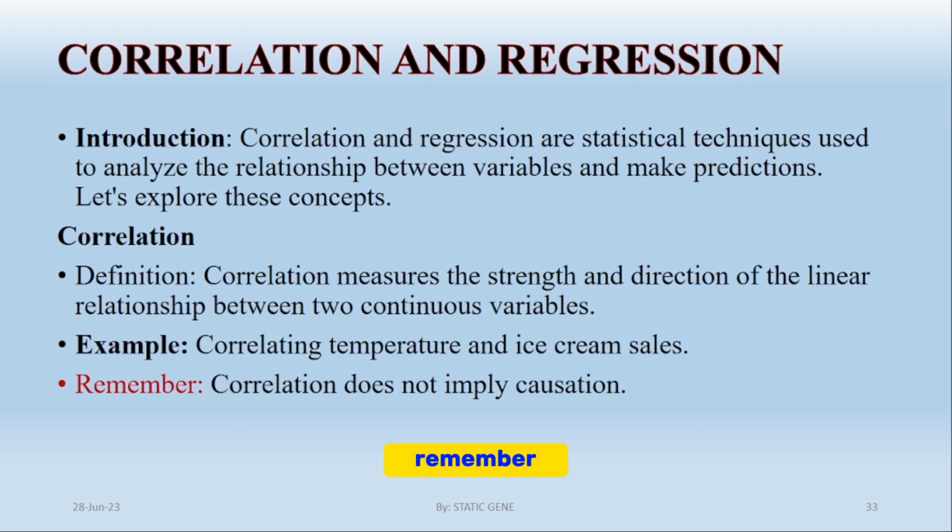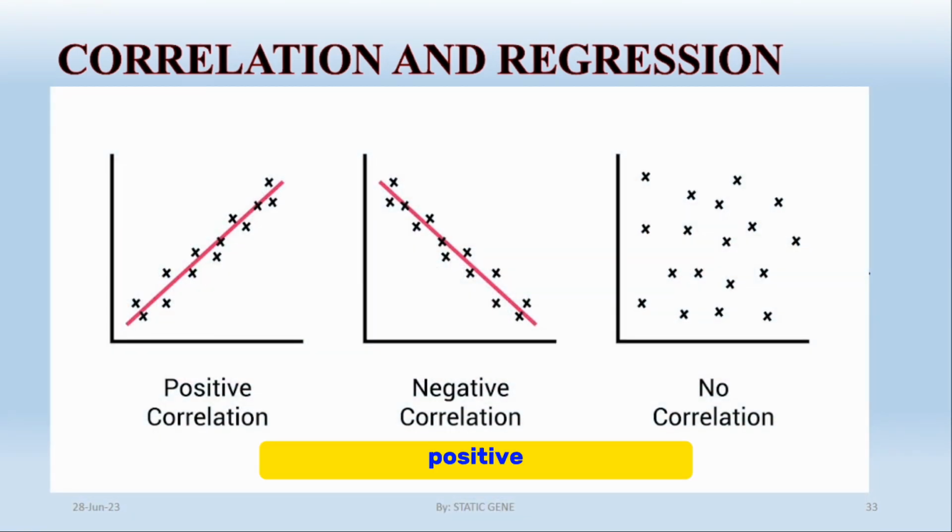But remember, correlation does not imply causation. So it doesn't tell you the cause. It can only tell you association between two variables. For example, you may have a positive correlation. This is when change in one affects the other positively. For example, increase in temperature results into increase in ice cream sale. That's positive correlation.